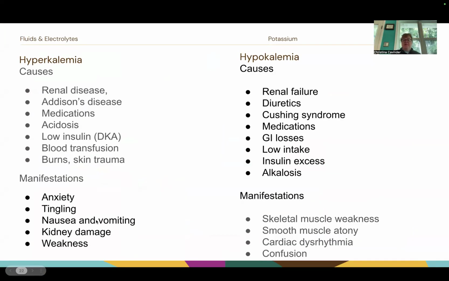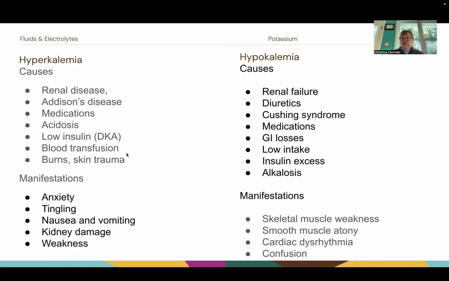All right, so we kind of talked about how we retain potassium, how we don't. If we're hypokalemic, these are some of the causes. Renal disease, that's obvious. The kidney does a lot of electrolyte balance. Addison's disease, we'll talk about later when we talk about the hormones. Certain medications, we talked about acidosis already, low insulin, we talked about how that affects blood transfusions.